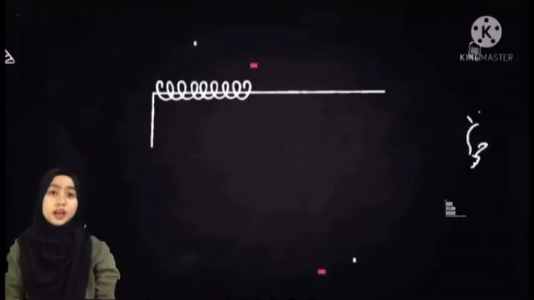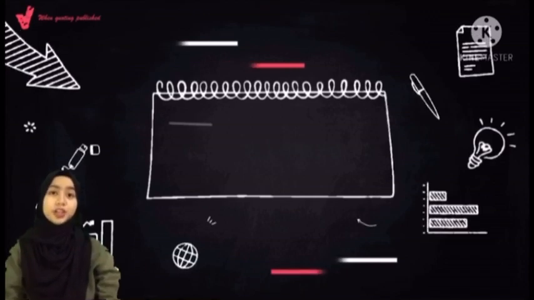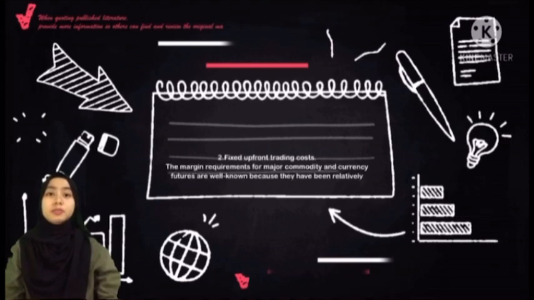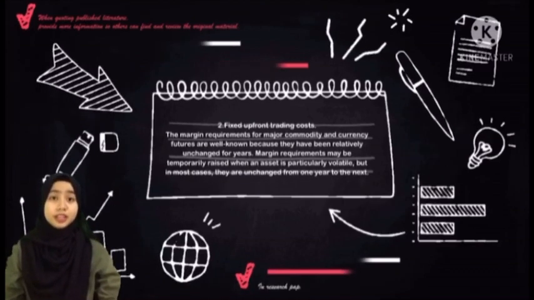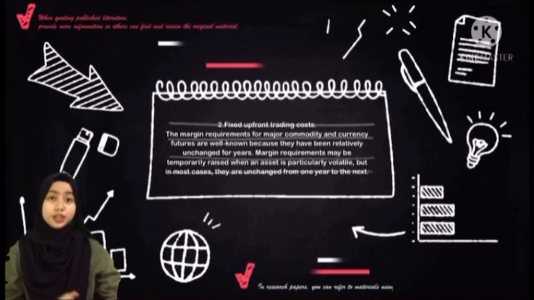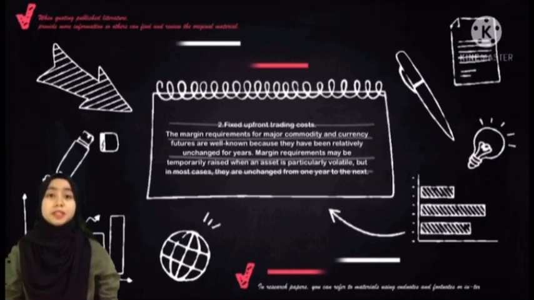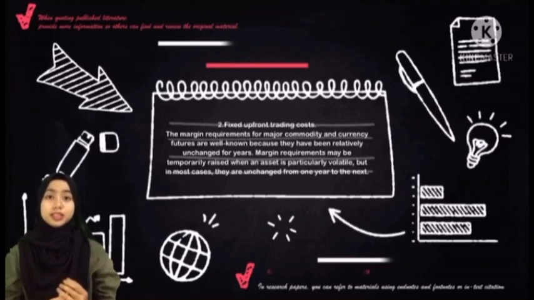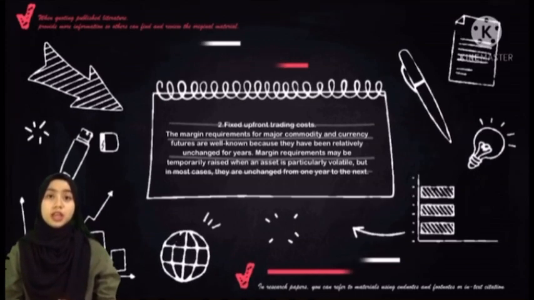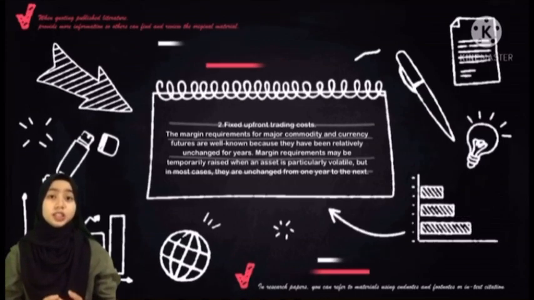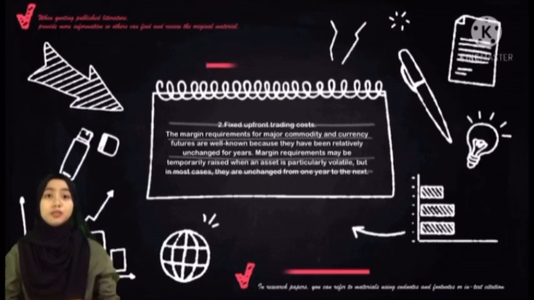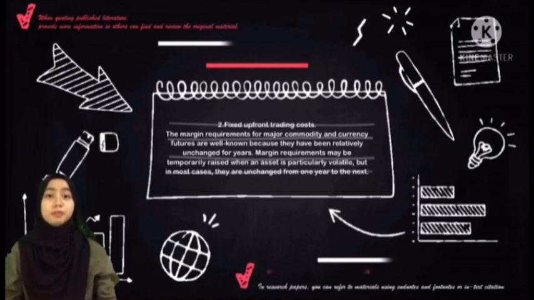Secondly is fixed upfront trading costs. The margin requirements for the major commodity and currency futures are well known because they have been relatively unchanged for years. Margin requirements may temporarily rise when an asset is particularly volatile, but in most cases, they are unchanged from one year to the next. This means a trader knows in advance how much has to be put up in essential margin.